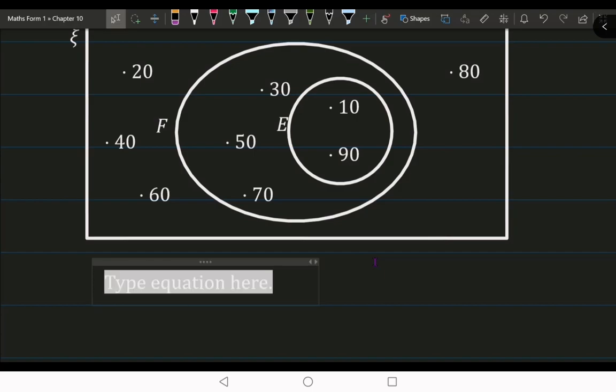You write down that the element in the set E is a subset of F, because all elements in E exist in F.